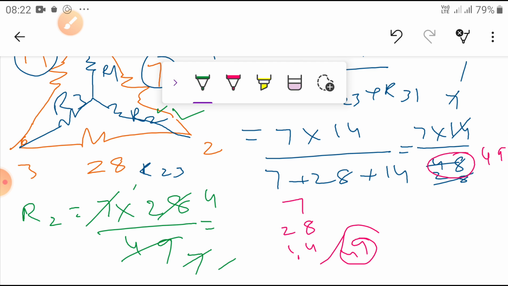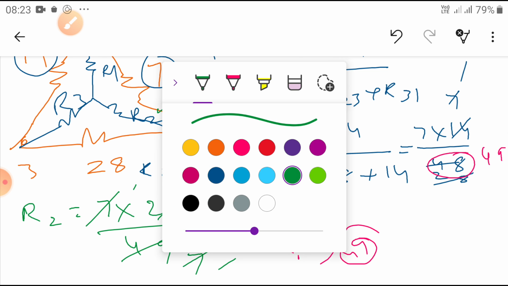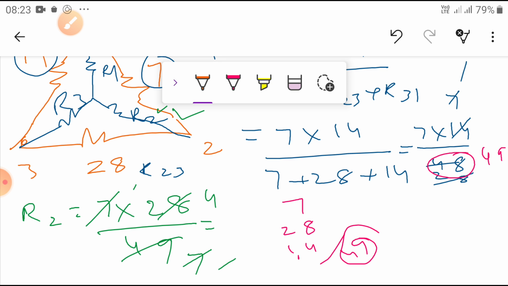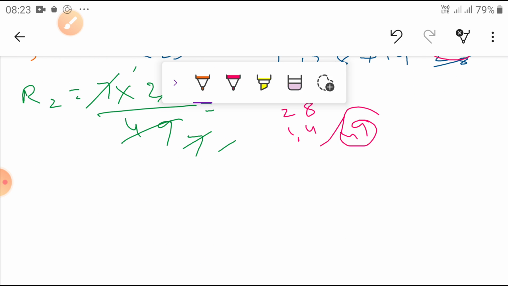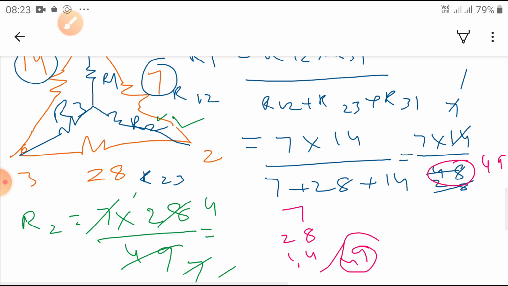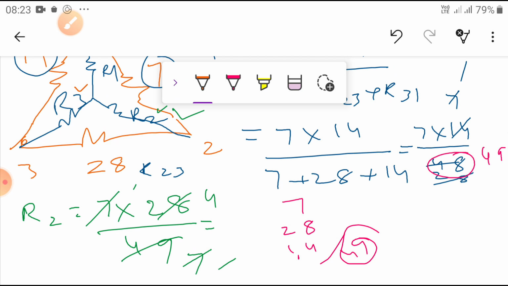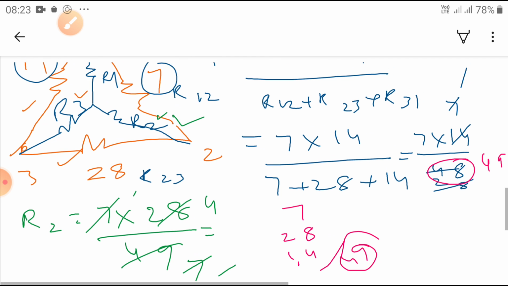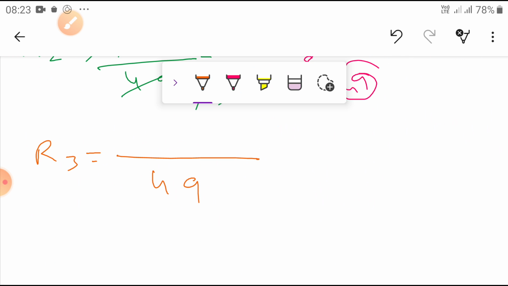So we write the same value: it is equal to 4. Now similarly, convert the other value. Now R3, so write R3. R3 is equal to, the denominator is the same, 49, whereas the numerator is the adjacent values, 28 into 14. Write it simply, 28 into 14. So we are going to get 8.